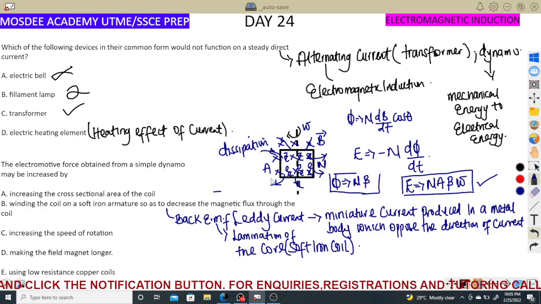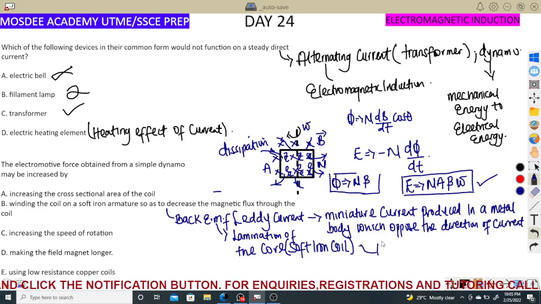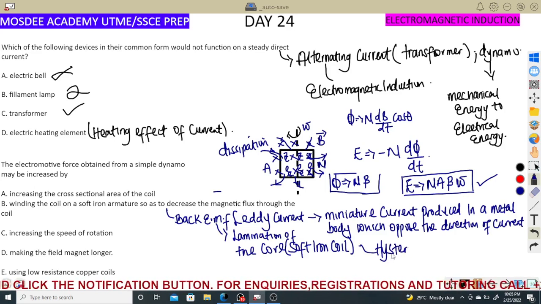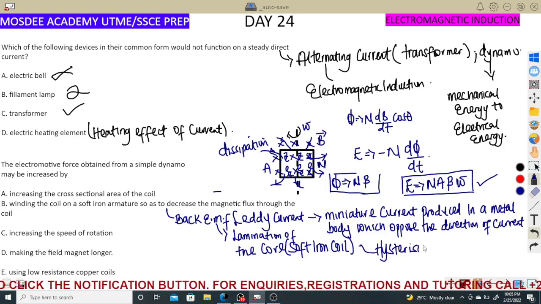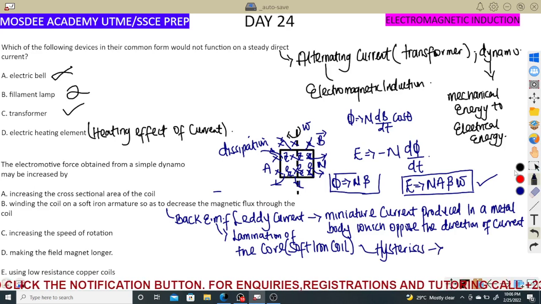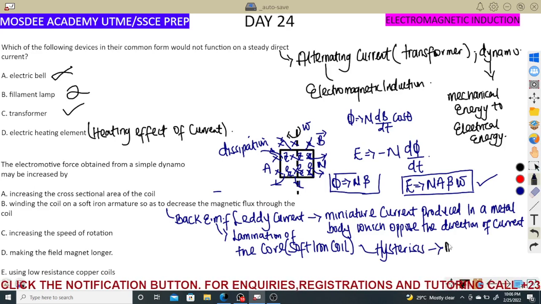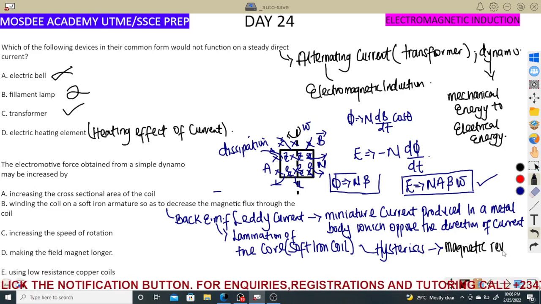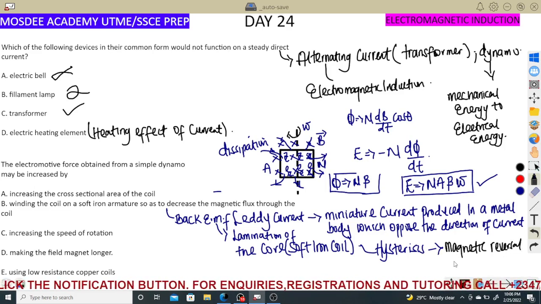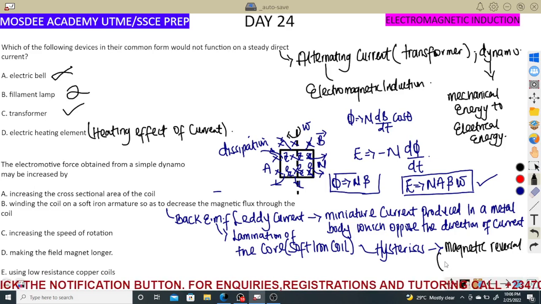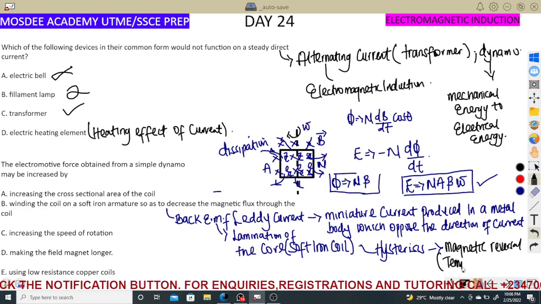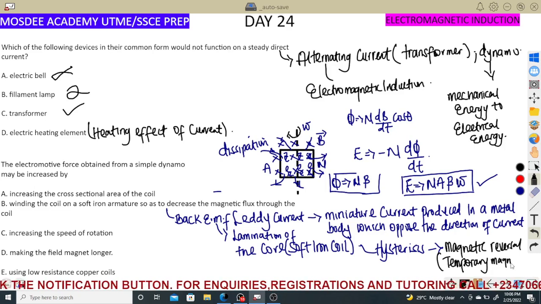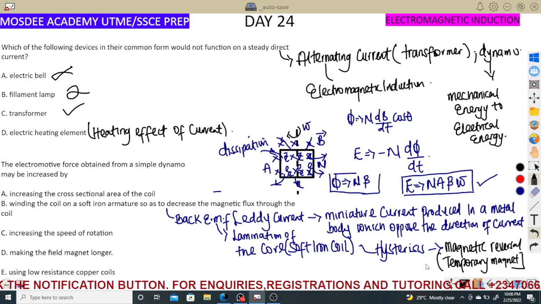So loss by hysteresis is just as a result of that. Hysteresis. Spelling sometimes can be funny, that's why I'm taking my time on that. It's just magnetic reversals, the reversal of magnets. And how can you minimize it? By using what we call a temporary magnet.